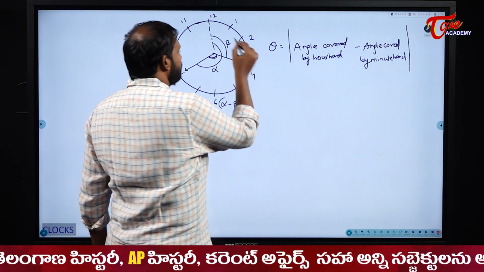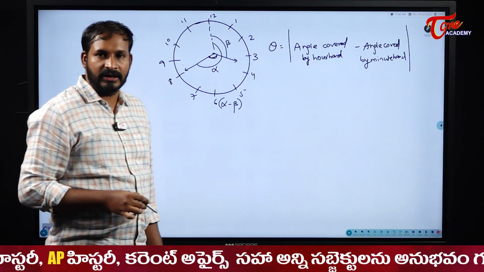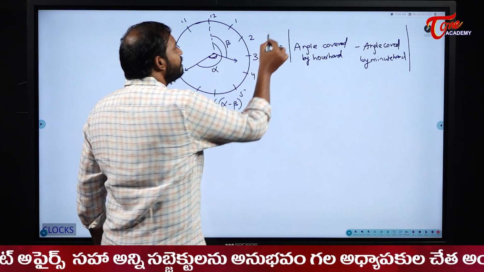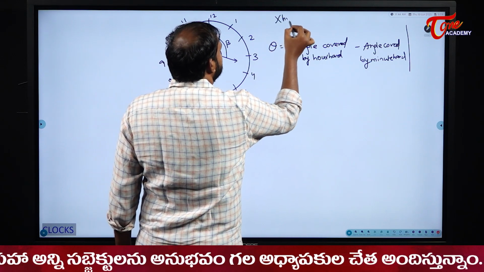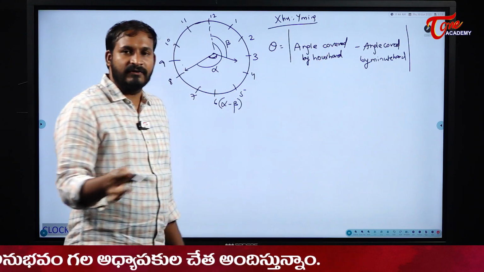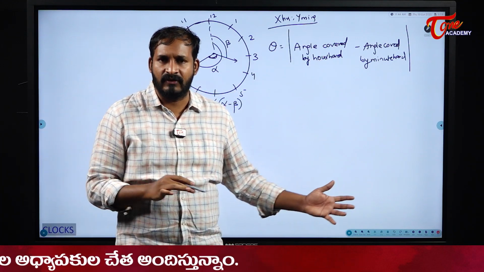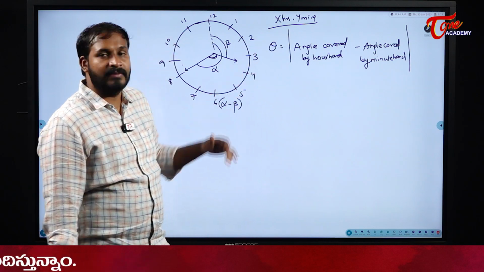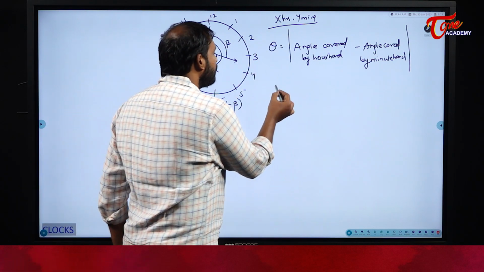Now see here, I have taken the example of 2:40, but I should write a generalized formula, right? If the time is some x hours, y minutes. If the time is some x hours, that means 2:10, 5:10, 5:40, 8:40, 9:40, 5:50. Like this we will tell the time in that manner only, right? If the time is some x hours, y minutes, then what will be theta?